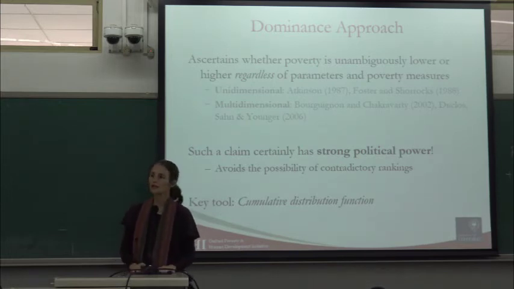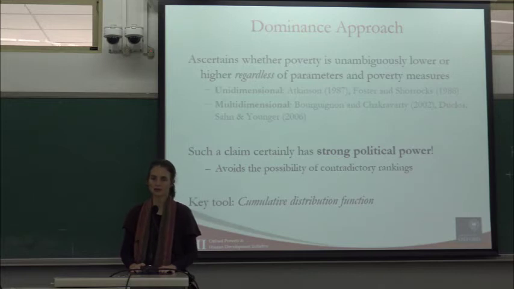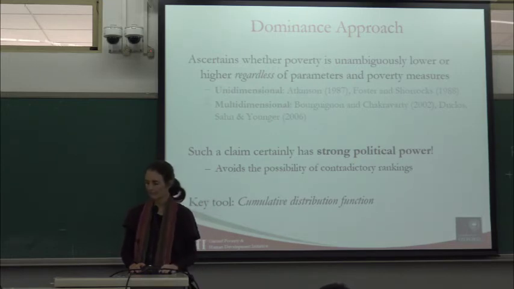So the next is a return to dominance, now in a multidimensional space. Yesterday in the unidimensional poverty section, at the end I very briefly touched on dominance approaches. And this is a very powerful technology when it works. Often it doesn't work, but when it does, it's beautiful. So what dominance does is it ascertains whether poverty is clearly lower or higher in a distribution for all functional forms, for all poverty lines.